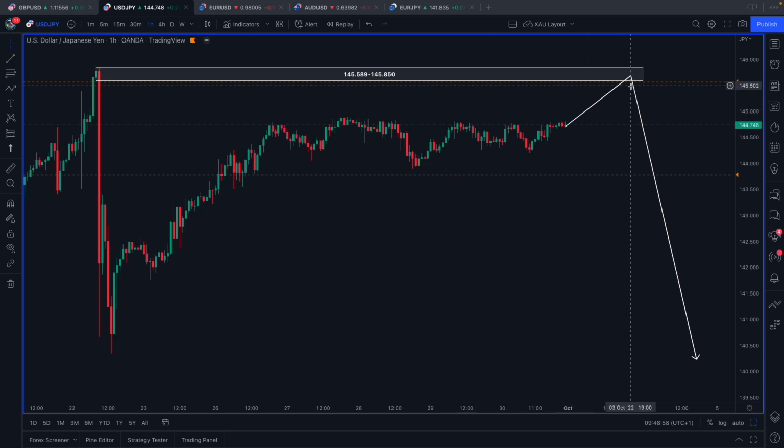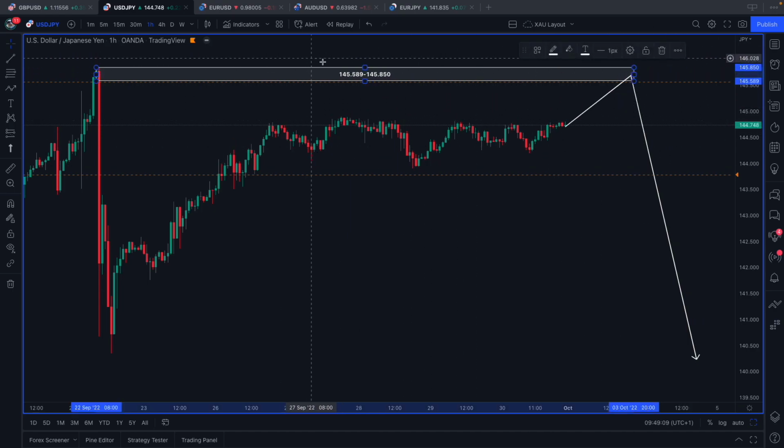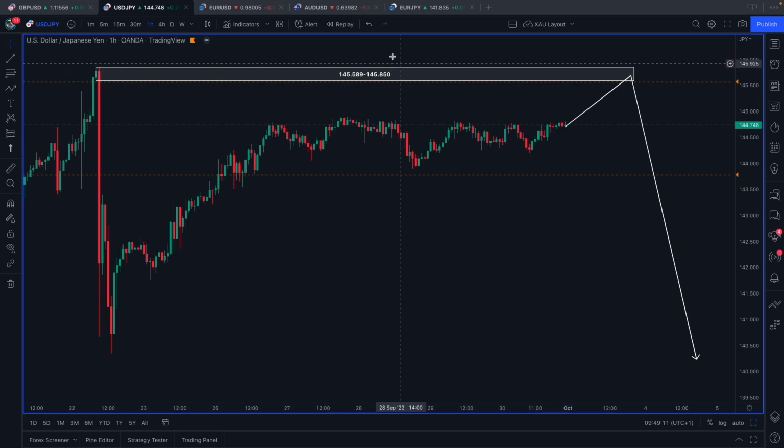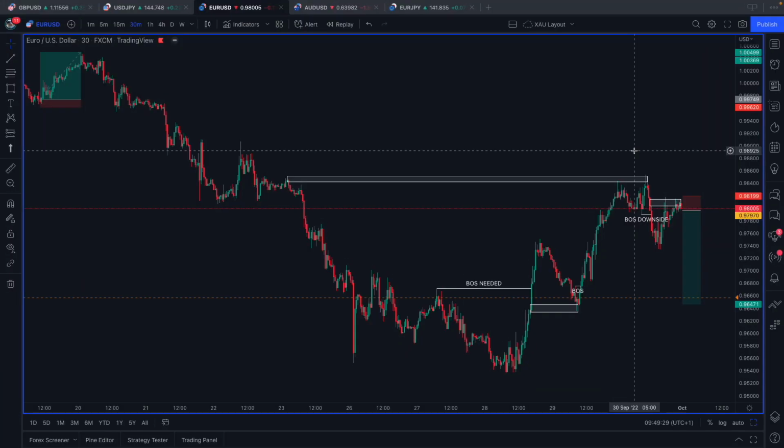So it'll be a case of price penetrating, breaking structure to the downside, and then putting in that bearish leg. Once we have that, we can then look to execute. So again, look for sell positions, highlight this zone for yourself, and wait for price to reach this point in the market.